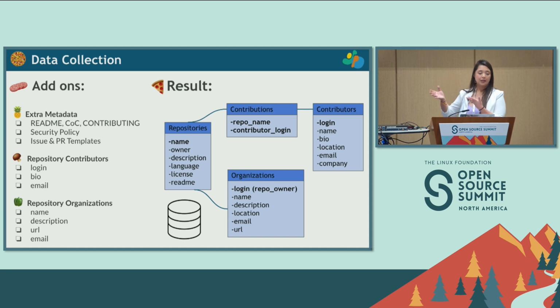And disclaimer, not all of the repositories are owned by organizations. Some of them are owned by users. So this is only available when the repository itself is owned by an organization in GitHub. And then the result of this is a relational database, where we can match repositories with contributors and organizations, and we can have all this information in order to feed our information on whether a university repository is affiliated or not with the university.